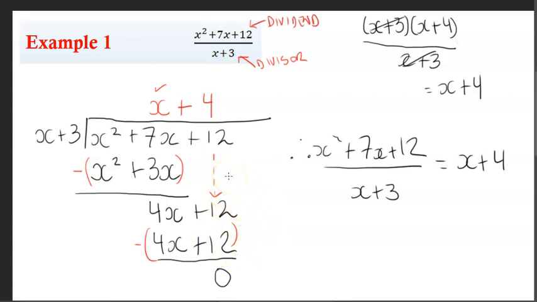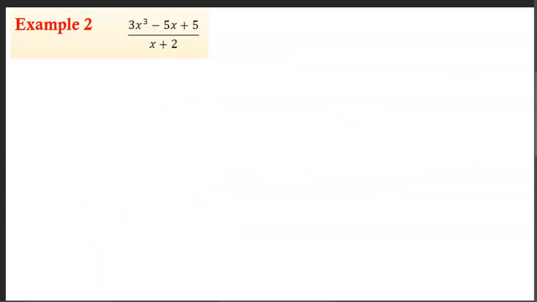We're going to apply it to one more example. I will just pause it so I can stop talking. All right, second example. Here we have 3x to the power of 3 minus 5x plus 5 all over x plus 2. Now there is going to be a remainder with the solution.